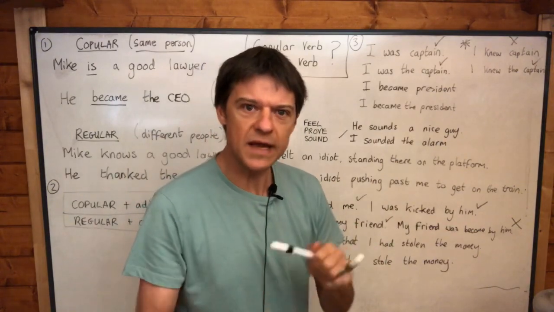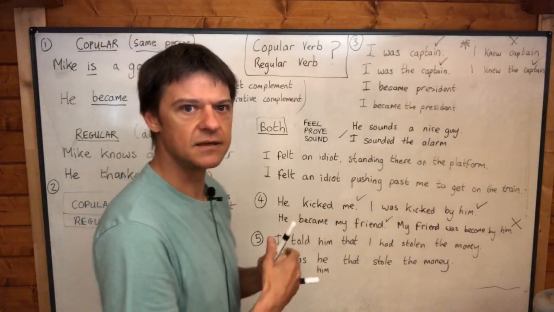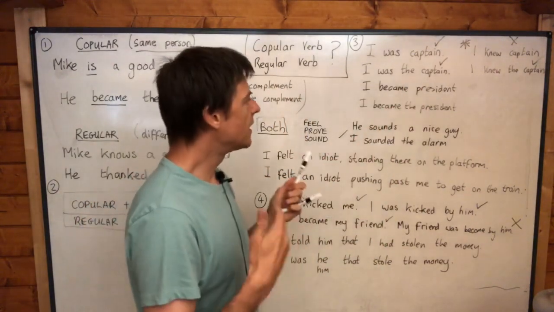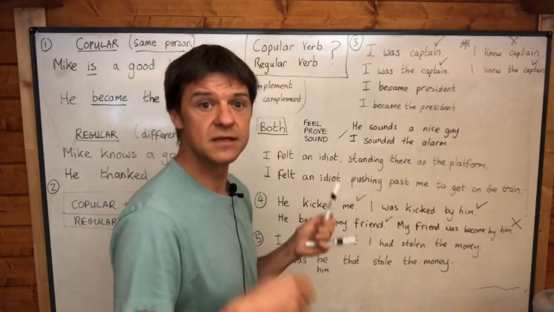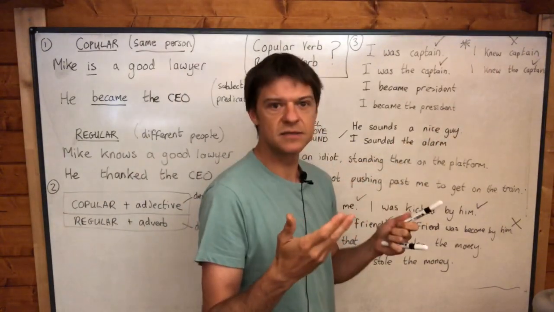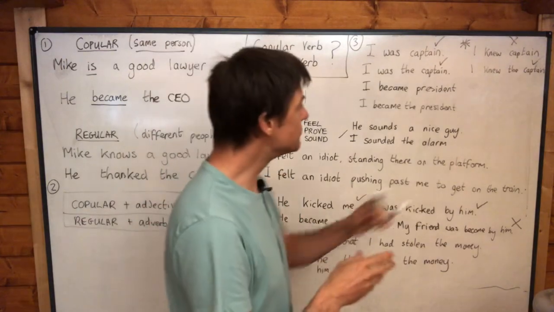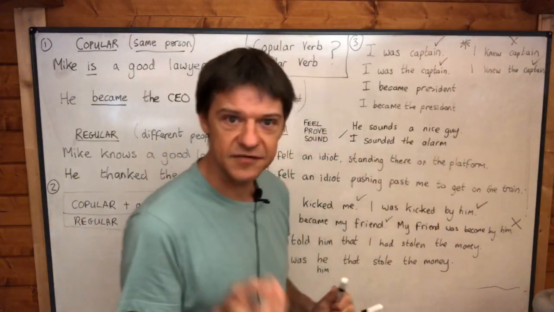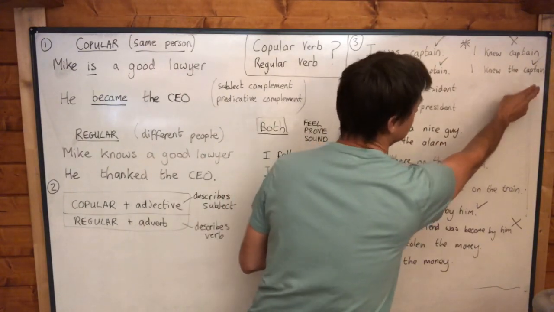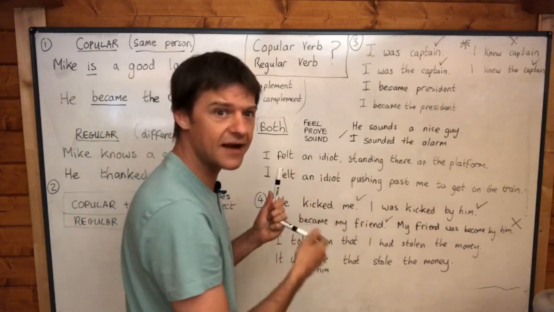So we've got this weird thing with copular verbs where you can drop the article very often in the noun phrase. Let's try it with a different one. He became president, correct. He became the president, correct. But he thanked president, wrong. He thanked the president, correct. So with regular verbs, you really need the definite article in there when you're dealing with the object. When you're putting a noun phrase as an object, you need that article.